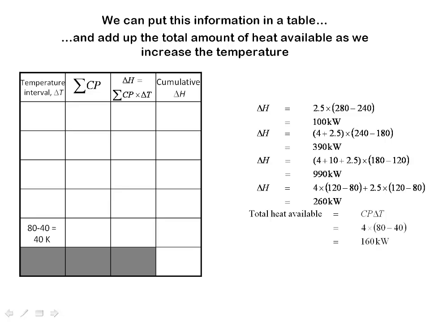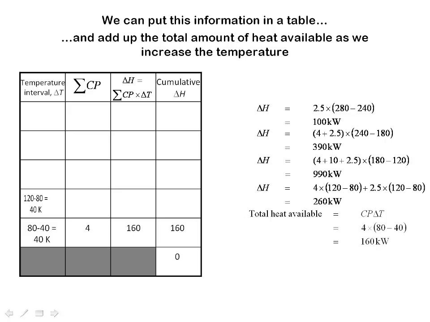Starting at the bottom, our bottom temperature range is 40 to 80 degrees. The temperature change is 40 kelvins. We only had the one stream in that temperature range. Its CP was 4, so the sum of the CPs is 4. 4 times 40 is 160, and then to add up the amount of heat available, we start at 0. So by the time we get down to 40 degrees C, we're saying we've got 0 heat left. At 80 degrees C, we've got 160 kilowatts left.